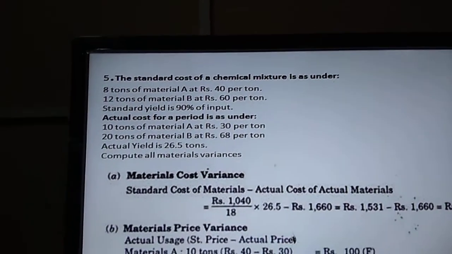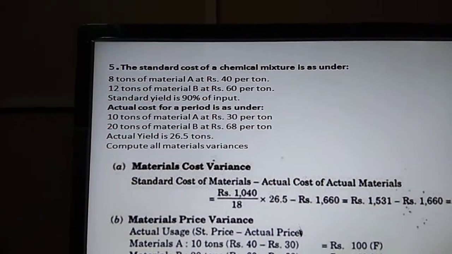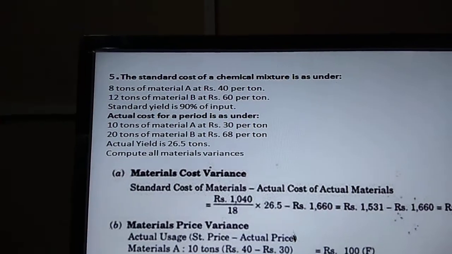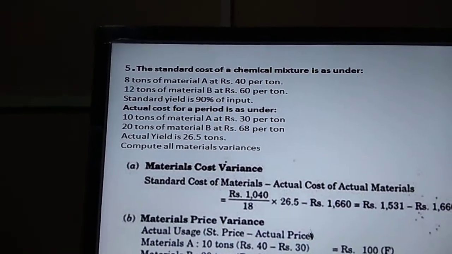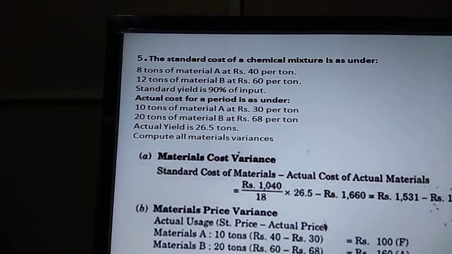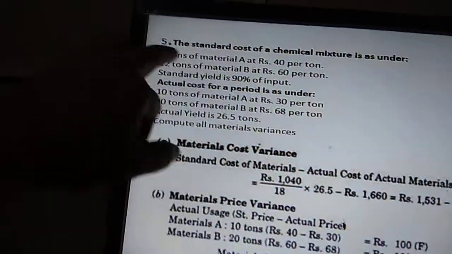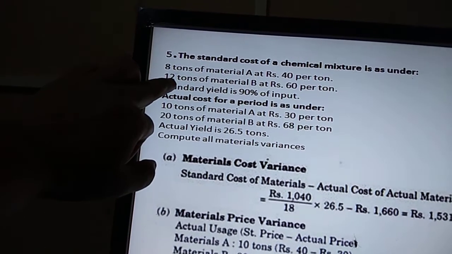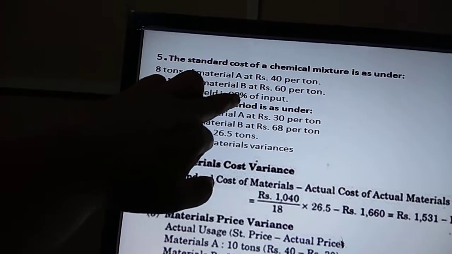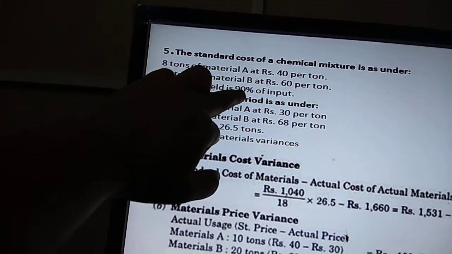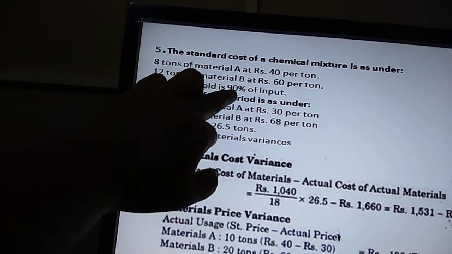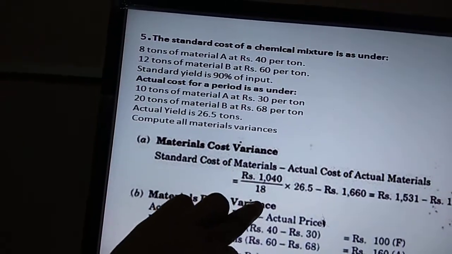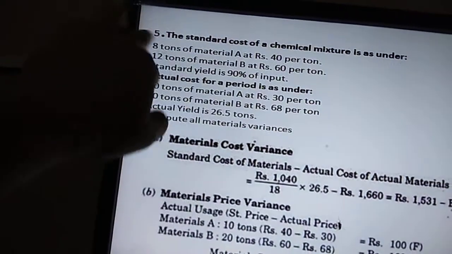You do it. Standard cost of material, you know that here you have to add the standard units, and you will get the total units here, 20 units, and 90% of 20 units is 18, right? See here 8 tons plus 12 tons is 20 tons. 90% of input they are telling. Input is 20, so 90% of 20 is 18. Okay, 18 it is.